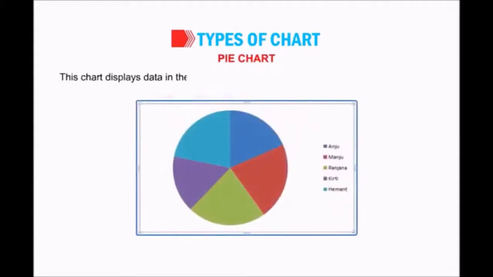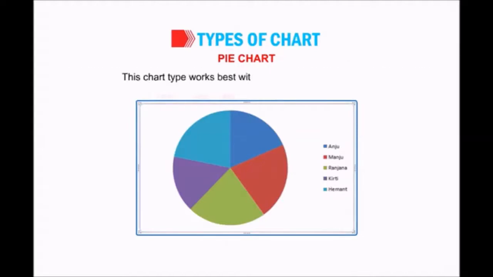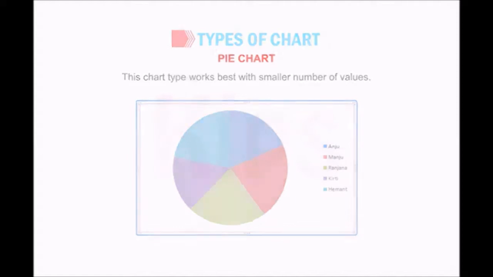This chart displays data in the form of a circle that is divided into a series of segments. These segments show the relative size of each item in the chart. It always shows only one data series and is useful when you want to emphasize on a significant element. This chart type works best with smaller number of values.